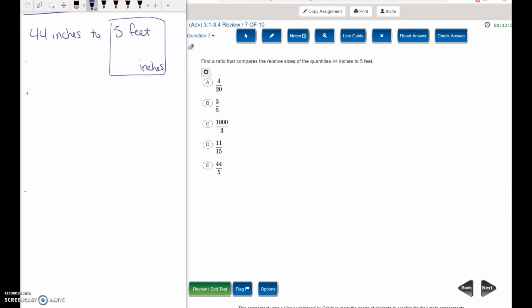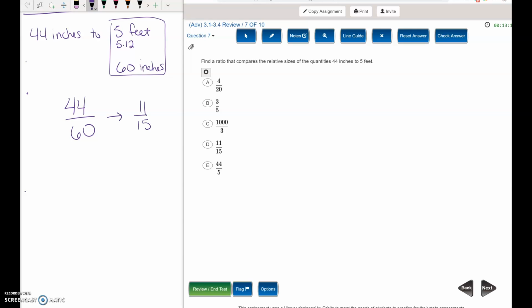How many inches are in a foot? 12. So we do 5 times 12, and that gives us 60 inches. So we have 44 inches to 60 inches. Tell your calculator to simplify that fraction for you. That becomes 11/15.